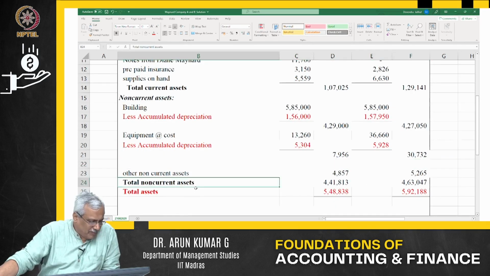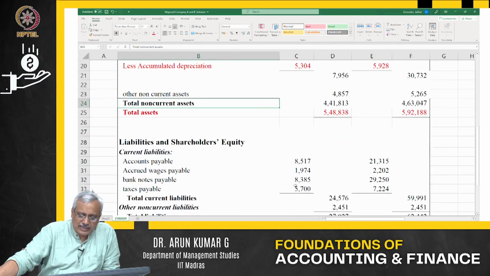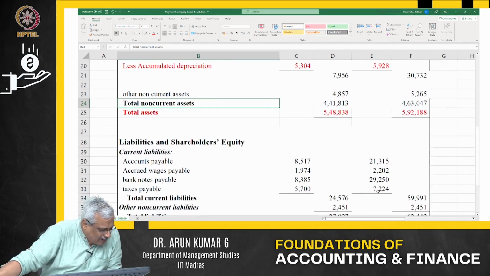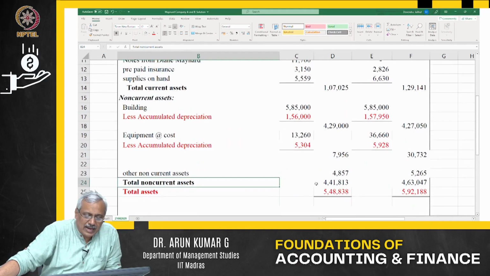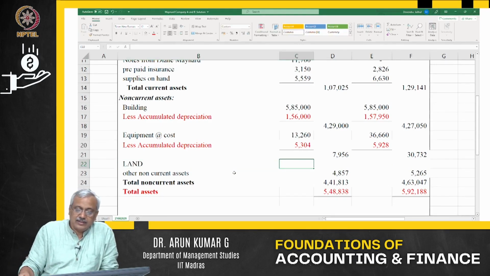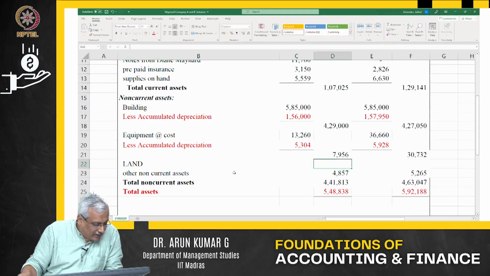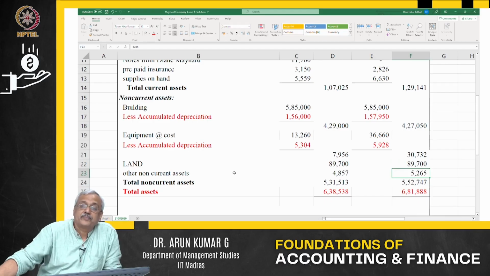So, are we complete? We entered the taxes payable as a liability, 7224. Have we missed anything? Yes, we have missed something called land. Land is a long term non-current asset. What is the value of the land? As per the books, 89,700 is the value of the land, and it is 89,700 as well at the end.